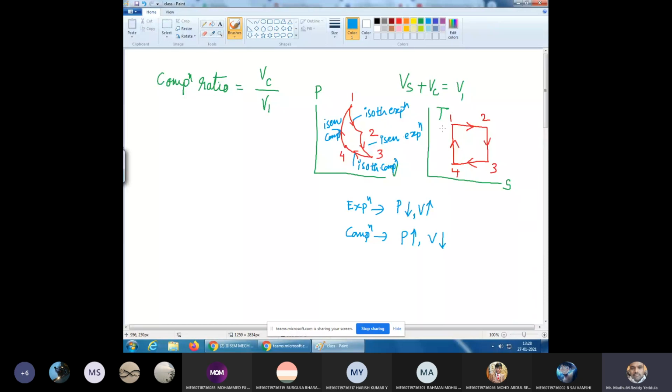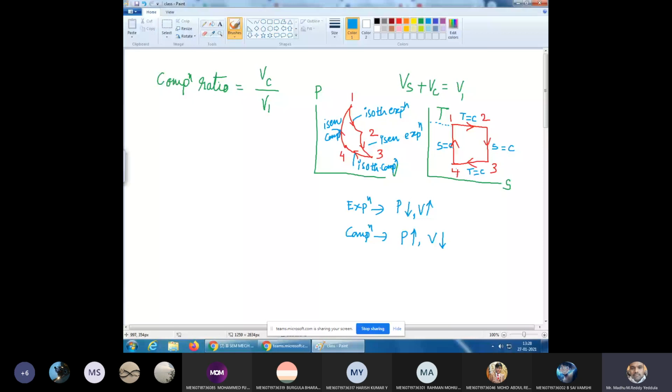These things you should keep in mind, so that you can say whether that is an expansion process or a compression process. And we can see from this TS diagram, the 1 to 2 line is horizontal, therefore T is constant. 2 to 3 is a vertical line, entropy S is constant. Again 3 to 4, T is constant, entropy is constant. Yes or no?